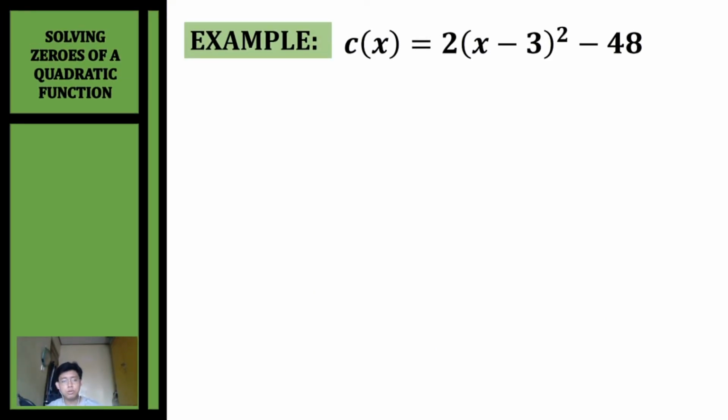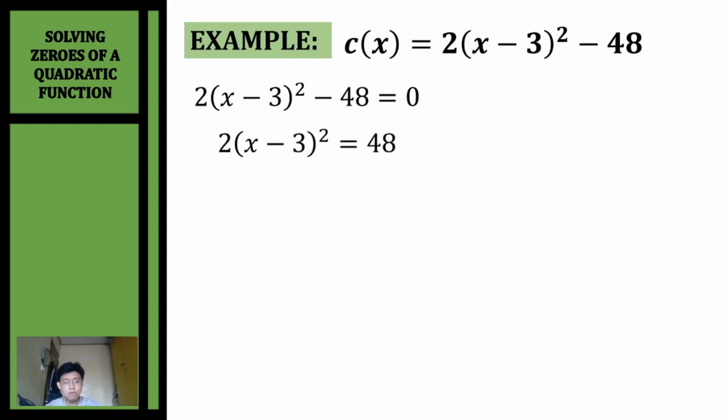So for example, we're going to get the zeros of this quadratic function. Our first step is to change the function notation to 0. Then from there, we isolate the variable x. So we transfer negative 48 to the other side of the equation. We will have 2 times the square of the difference of x and 3. And then we divide both sides by 2 to eliminate the coefficient 2 in our left side.